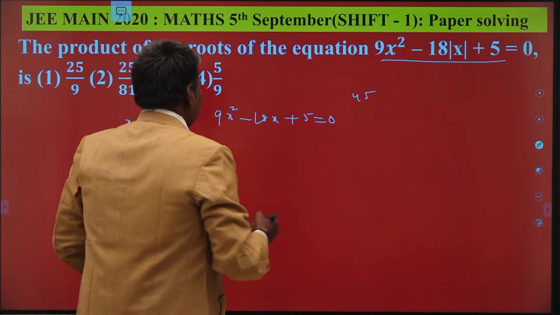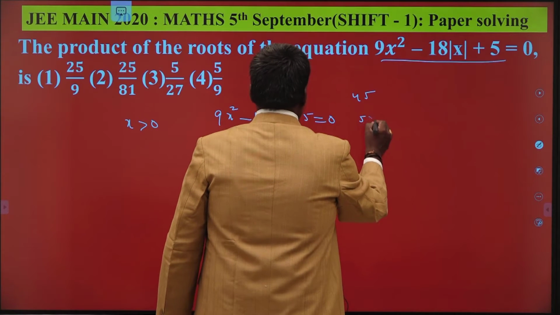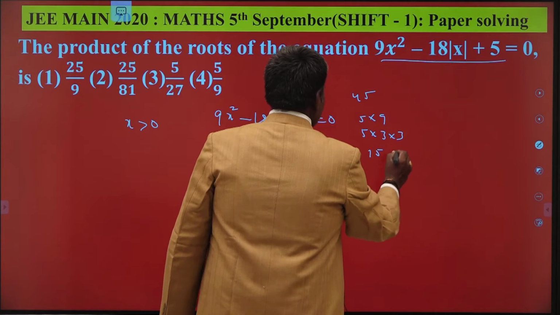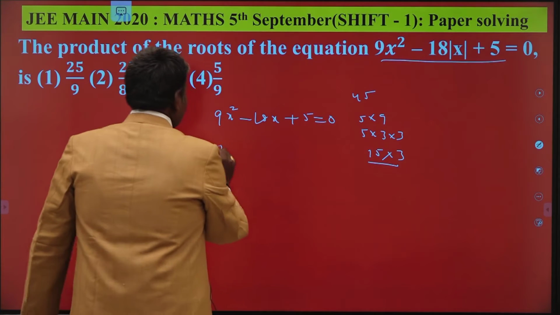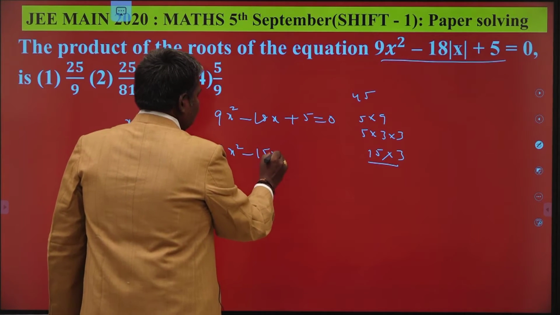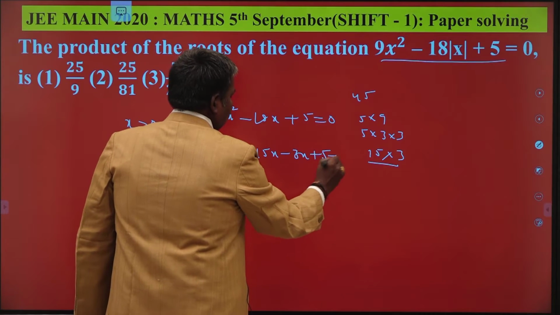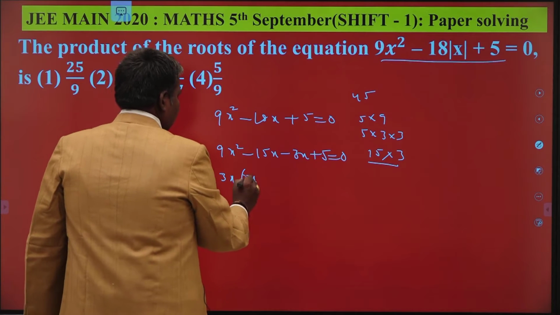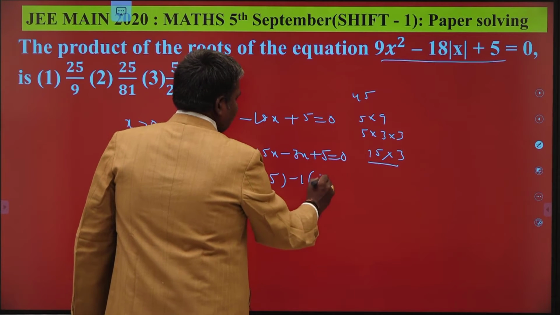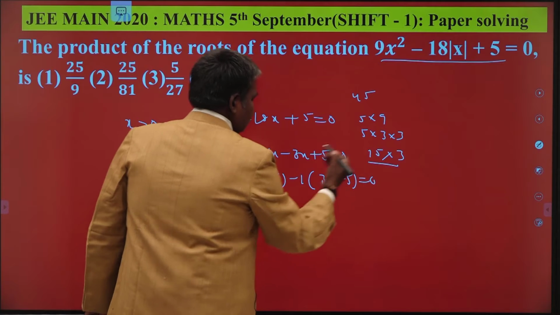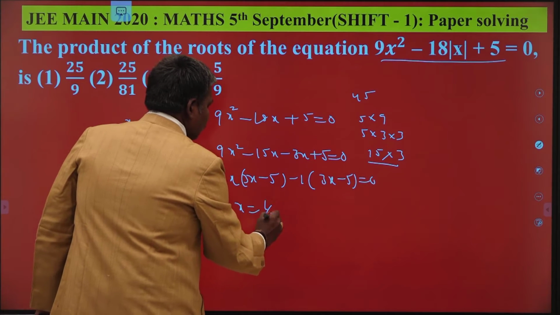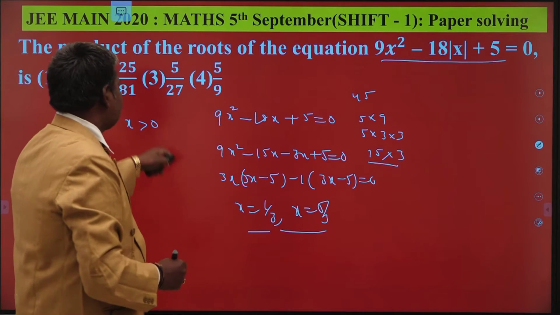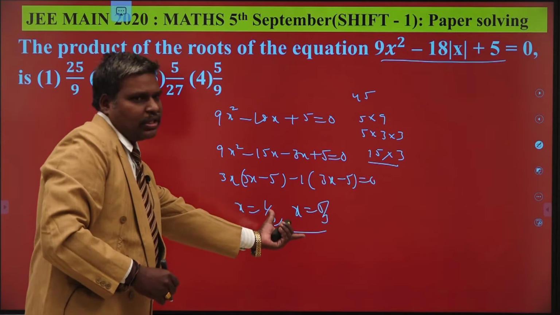How to split this one? Fifteen and three. So 9x square minus 15x minus 3x plus 5 equal to 0. So 3x into 3x minus 5 minus 1 into 3x minus 5 is equal to 0. So either x is equal to 1 by 3 or x is equal to 5 by 3. When x is greater than 0, both are positive. These two are the roots.